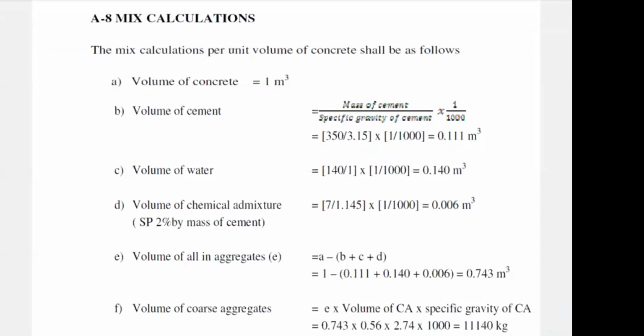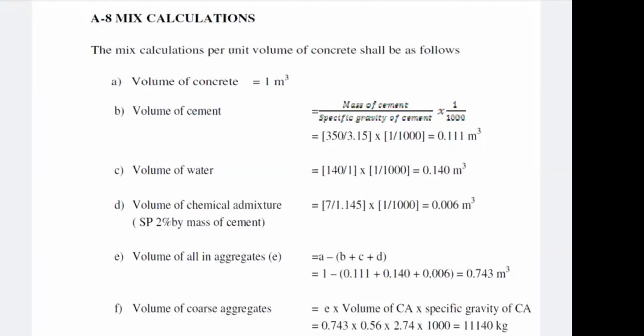Now the volume of admixture. The admixture we are going to use in this numerical is SP. SP is nothing but superplasticizer. For this SP, we know that 2% of mass of cementitious content should be reduced. How does it come? 27 divided by 1.145 into 1 by 1000 will give you the volume of admixture based on per m cube of concrete.